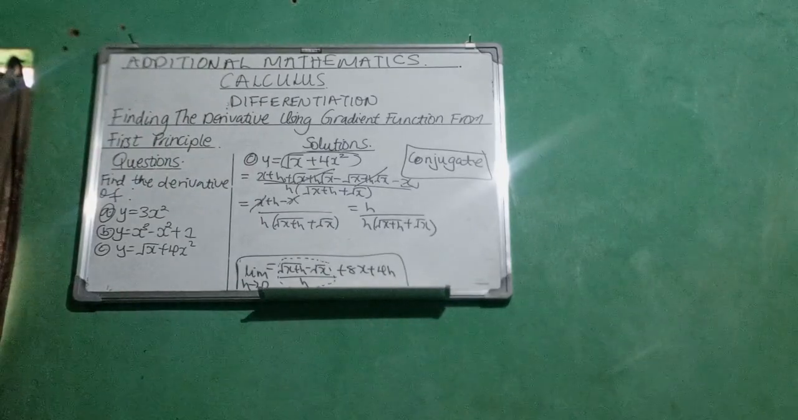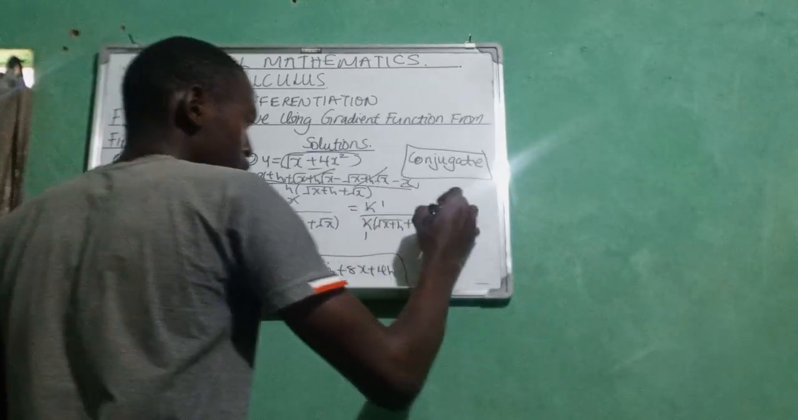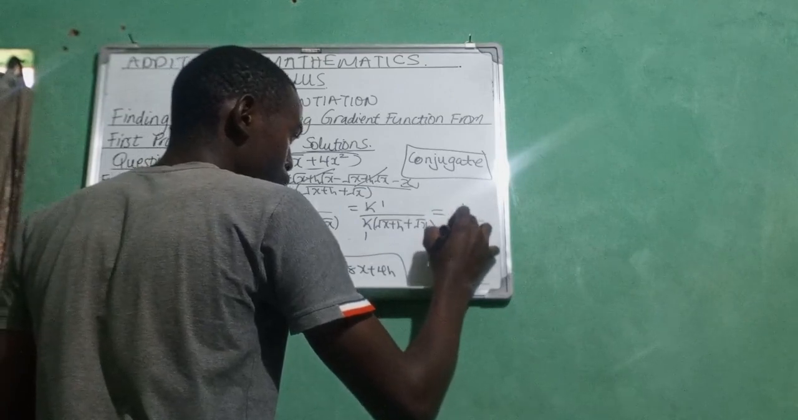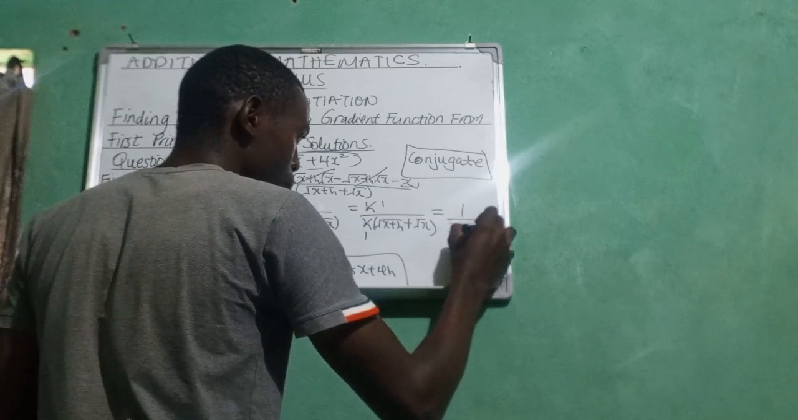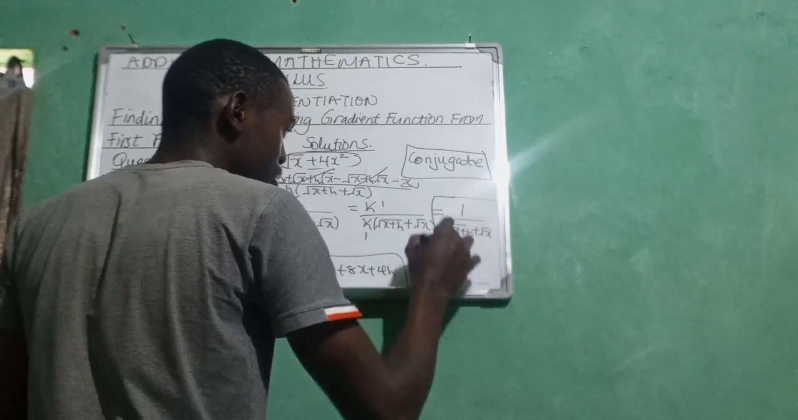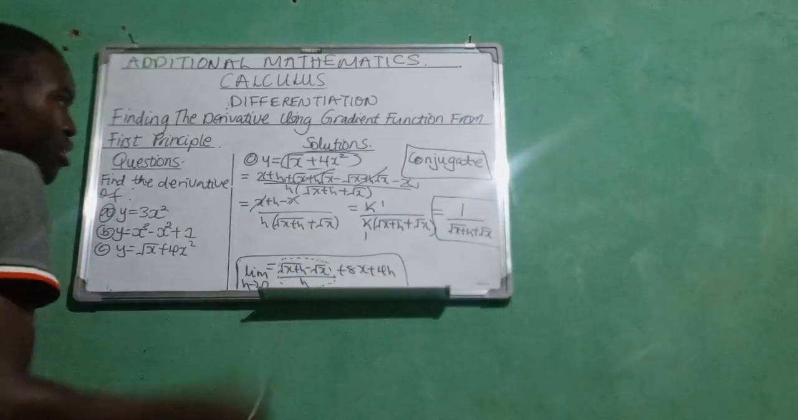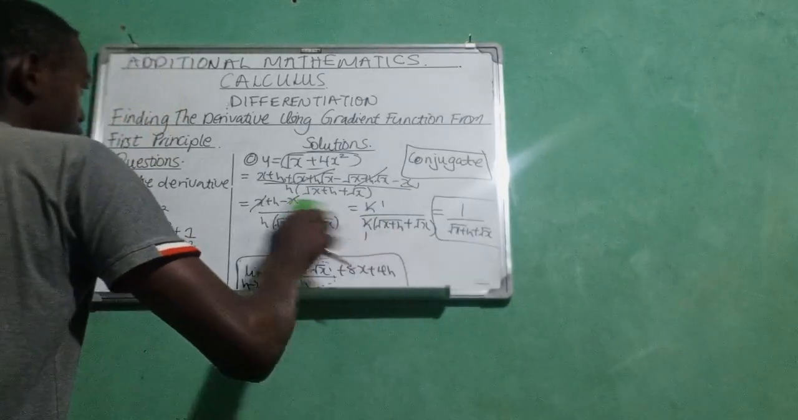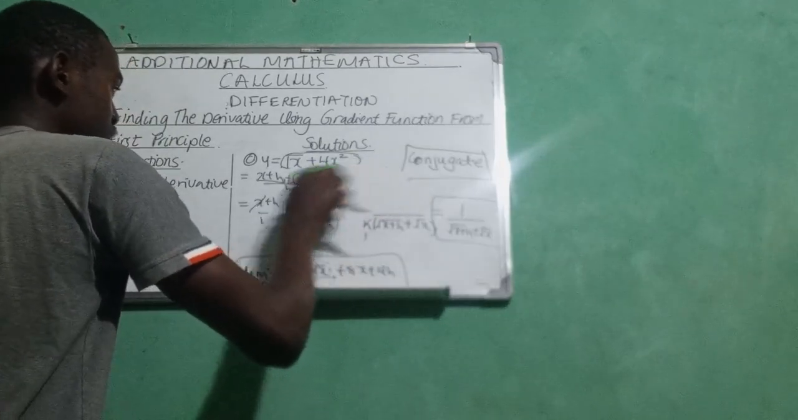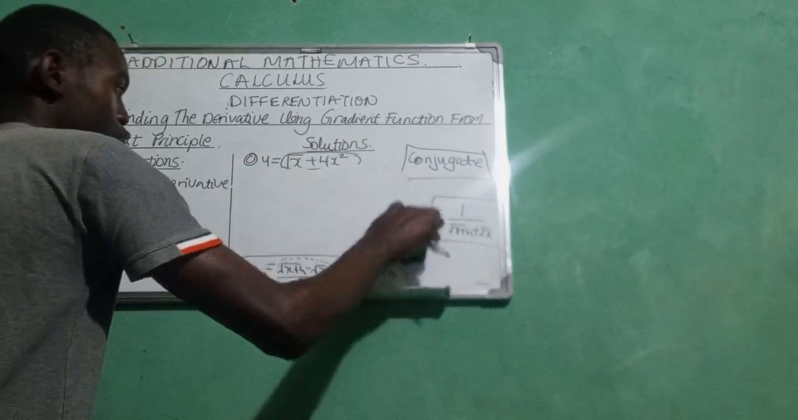You have seen how it has become more possible to manipulate. This and this can cancel, which means we are going to have 1 divided by square root of x plus h plus square root of x. And this is our simplified version of this part of the limit. So we conjugated. I hope that's clear. Just know that when there's a square root, there is going to be a need for you to conjugate. Otherwise, you are going to be stuck.